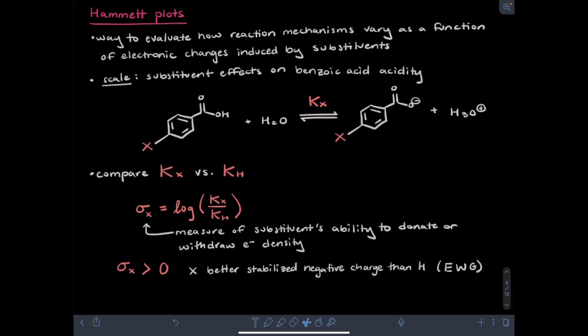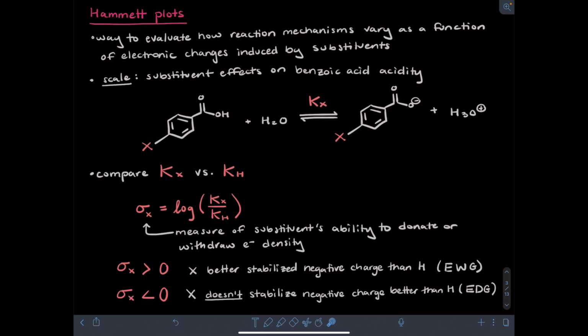If sigma is greater than 0, that means that the equilibrium constant for your substituent X is greater than the equilibrium constant where X is hydrogen, and that will be the case if your benzoate anion is more stable with the X group attached to it than if there's a hydrogen at the X position. This will be the case where sigma is greater than 0 when X is an electron withdrawing group, pulling electron density toward itself to stabilize negative charge.